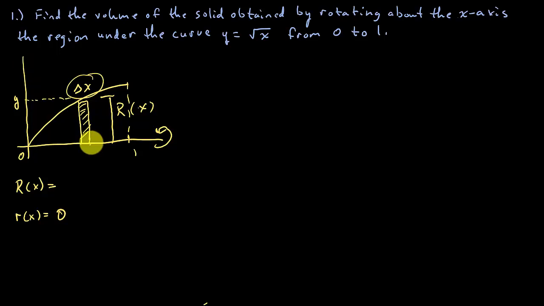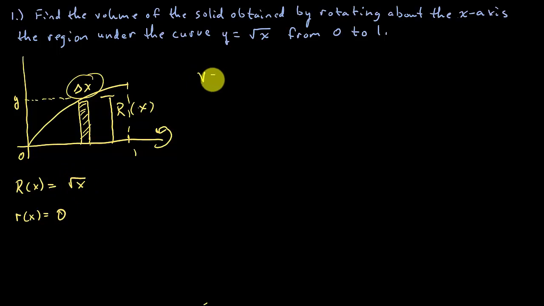All right. So what's this distance from here to here? Well, that's y. What is y? What is that height there? Well, it's the square root of x. You see it right there. So that's square root of x.